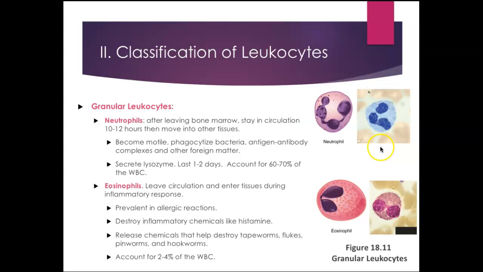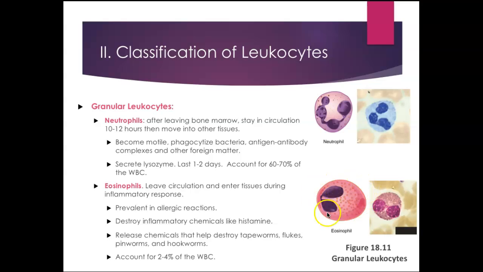There they'll become motile, they phagocytize any bacteria they come into contact with, or they look for antigen-antibody complexes, meaning there have been foreign cells that have antigens on them in which antibodies travel and mark them as being foreign, and then the neutrophil will gobble them up. Their job is also going to be to secrete lysozyme, and they will last about 1 to 2 days, and they are going to be the most abundant white blood cell. We have about 60 to 70% of our white blood cells will be neutrophils.